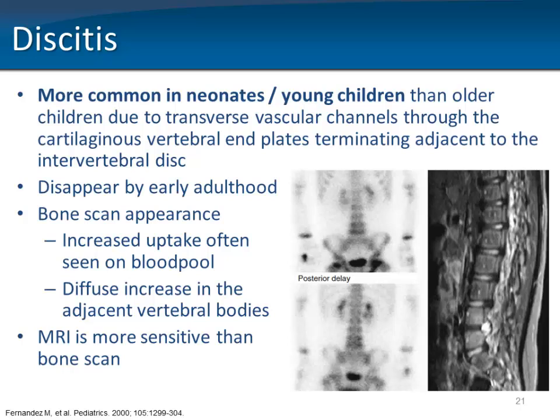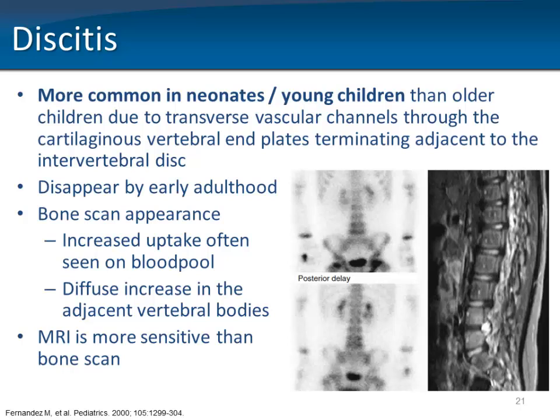For discitis, it's the other way around. It's more common in neonates and young children because there are transverse vascular channels through the cartilaginous vertebral end plates terminating just adjacent to the disc space. And these disappear by early adulthood.